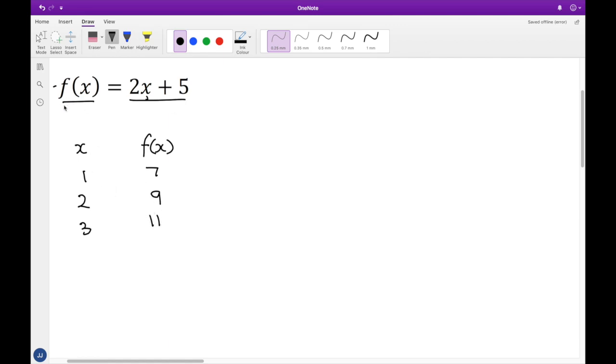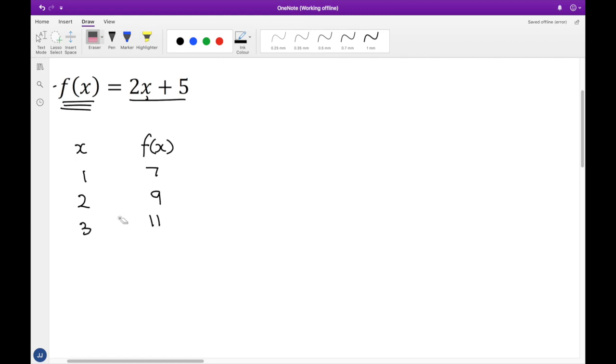So we could see that according to this function here, when we draw the mapping diagram for the function, we have 1 is mapping on to 7, 2 is mapping on to 9, and 3 is mapping on to 11. Yeah? So this is what this function does. F of x maps 1 onto 7. F of x will map 2 onto 9. F of x will map 3 onto 11. And that's what this equation does, right?